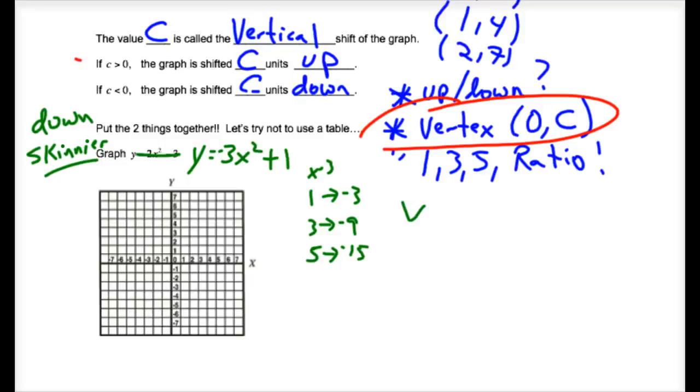All right. Somebody say something intelligent about the vertex. The farther away it is from the zero point, count. All right, so you've got all the important things now, guys. We know that it's really skinny. We know that it goes down. We know the vertex is at 0, 1, and then the pattern is 3, 9, 15. Negative 3, and whatever, you know what I mean.